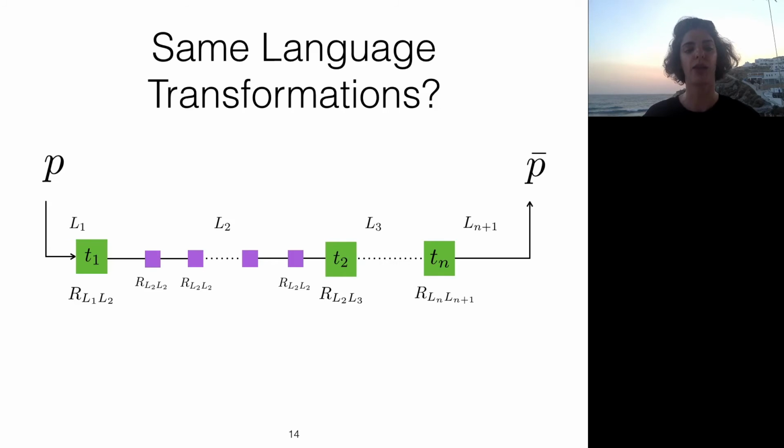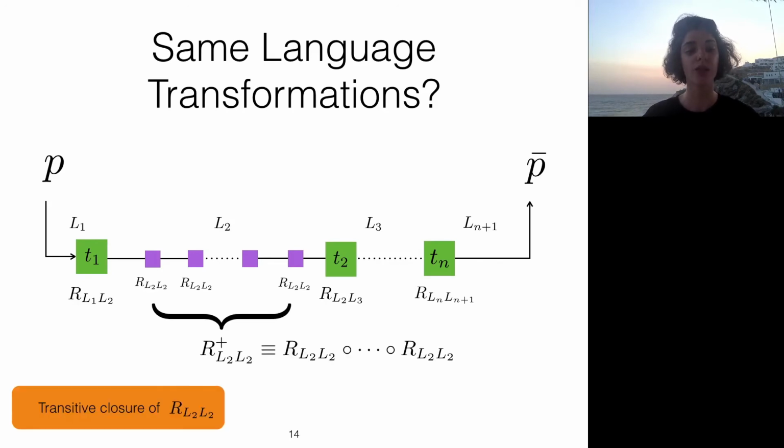I will now show how this technique can accommodate same-language transformations. In the previous pictures, we implicitly assumed that there are transformations only between the intermediate languages of the compiler. But compilers often have same-language transformations on some intermediate languages. In this picture, for example, we have a series of same-language transformations on language L2 that are verified with the same-language logical relation R_L2,L2.